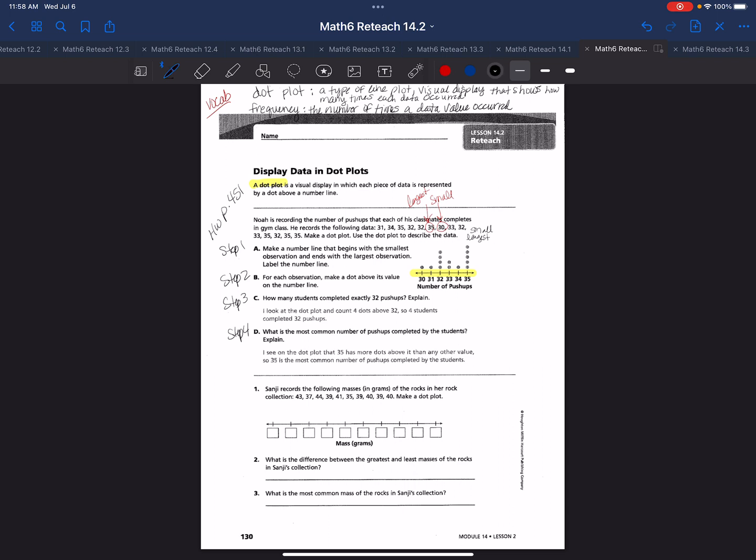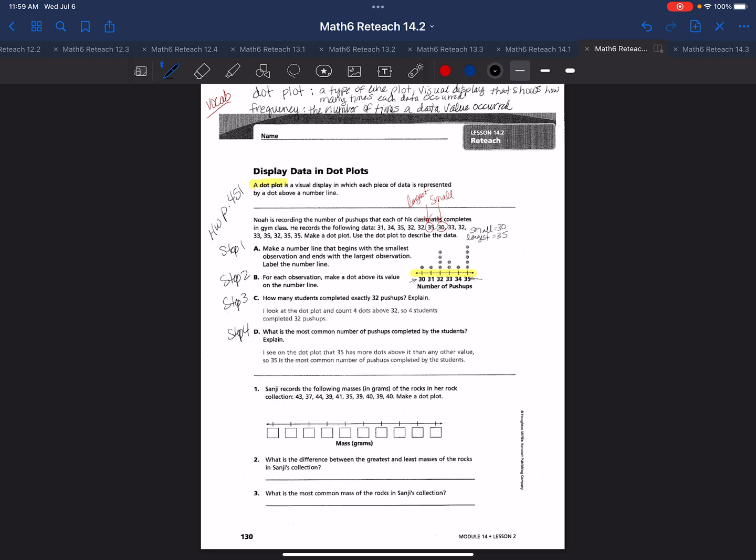Okay, so once we find the smallest and the largest, then we can go ahead and draw the dot plot, because I know that it starts here at 30 and it would end at 35. Then we need to label our number lines, so we would count up 30, 31, 32, 33, 34, 35 and label that. Step two is for each observation, make a dot above its value, above the number line.